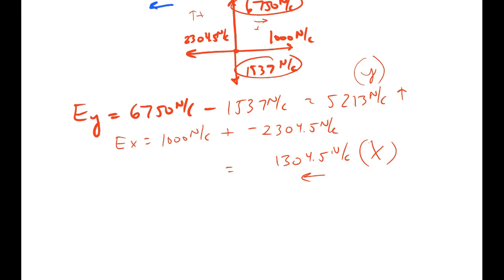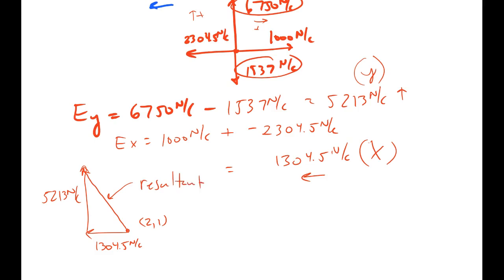So what I can do now is think of that spot as having that much in the y and that much in the x. Well, how do I add them? If I start at that spot, remember this is (2, 1), I have 1304.5 newtons per coulomb going left, and then I have 5,213 newtons per coulomb going up. That is my resultant electric field. And then I would also need to know that angle.